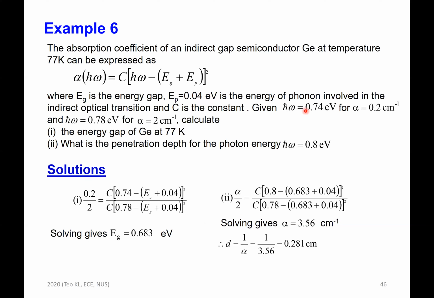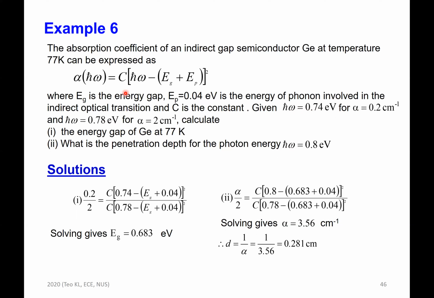Given the photon energy of 0.74 eV, the absorption coefficient is this value, and for the photon energy of 0.78 eV, the absorption coefficient is this value. Find the energy gap, sometimes called the band gap, of germanium at 77 K. And what is the penetration depth for the photon energy ħω equals 0.8 eV?